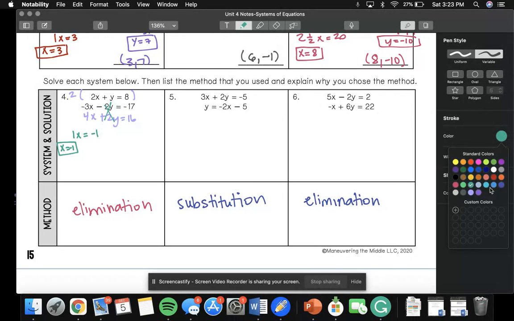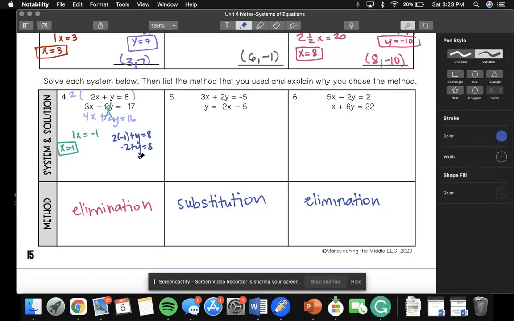Then I could plug in either one. I'm going to do the top one. 2 negative 1s plus y equaling 8. Negative 2 plus y equaling 8, which would mean y would equal 10. So this solution is negative 1, 10.